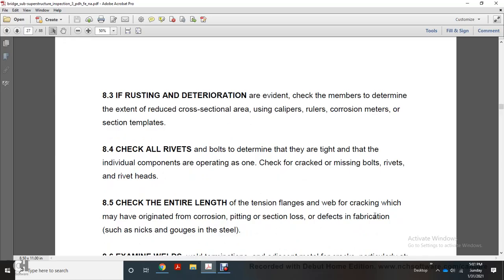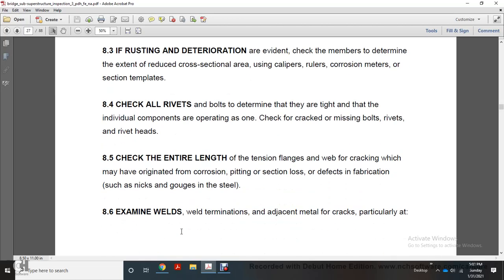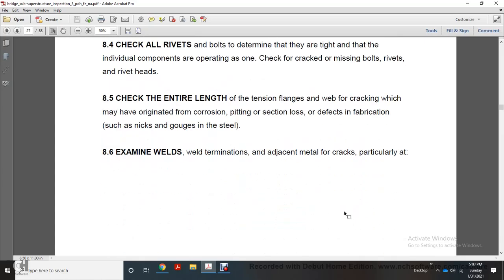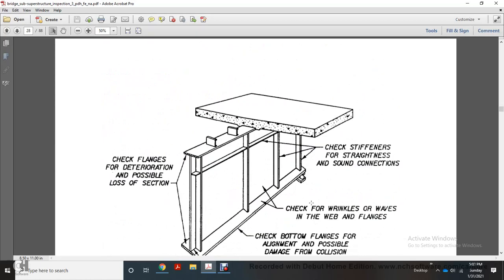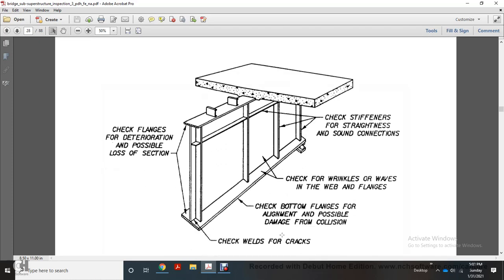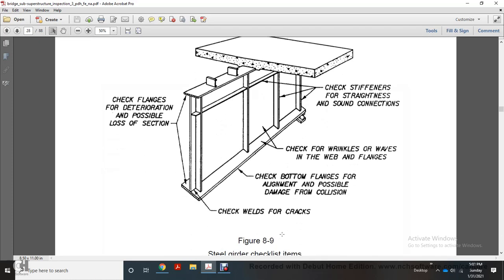Check the entire length of the tension flange for web cracking, which may originate with corrosion pitting of the section, or from fabrication defects such as nicks and gouges in the steel. Examine the adjacent metal for cracks. Check the stiffeners for straightness and the connection. Check the flange for deterioration and possible loss of section. Check for wrinkles or waves in the web or flange. Check the bottom flange's alignment for possible collision damage.